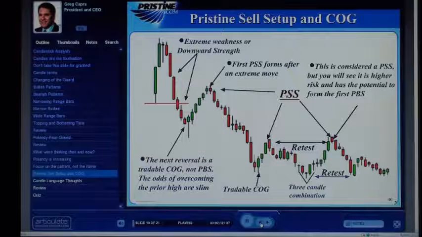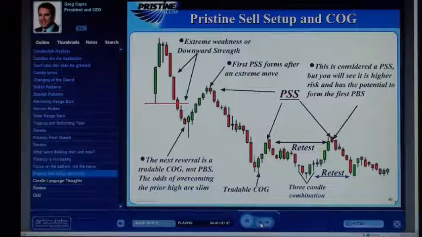Pristine sell setup and tradable changing of the guard. After the extreme weakness, or that downward strength, that set up a tradable changing of the guard, not what we would call a PBS. A PBS by definition should occur in an uptrend with the expectation that it'll overcome the prior high. After such an extreme move down, we would not anticipate overcoming the prior high. But a tradable changing of the guard does set up an opportunity to trade after an extreme move such as we've seen here. It also does set up the first PSS, that high probability setup, to short after such a move.